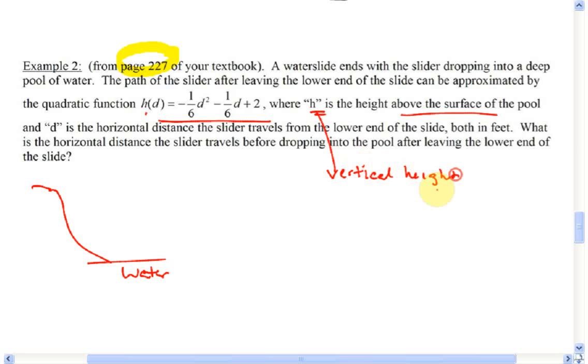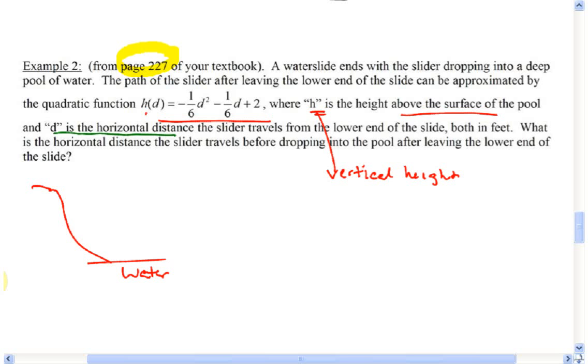Now, what does d stand for? D stands for the horizontal distance. So as you go down the slide, your vertical height changes, but so does your horizontal distance, okay? You don't drop down like this, you kind of drop down like that, right? So this equation connects the vertical height with the horizontal distance, which is a little bit different from your projectile questions, because your projectile questions always have the variable being t, or time, okay?